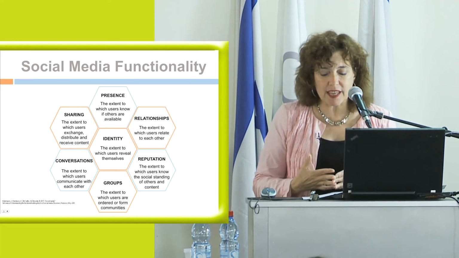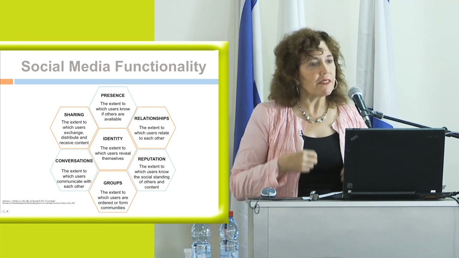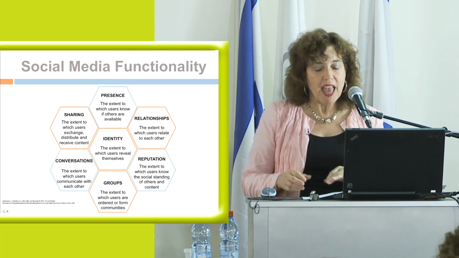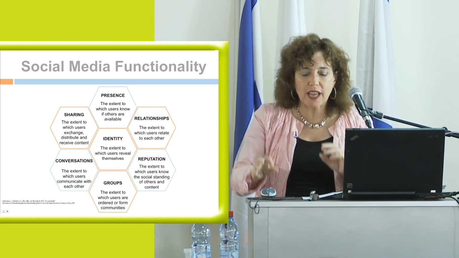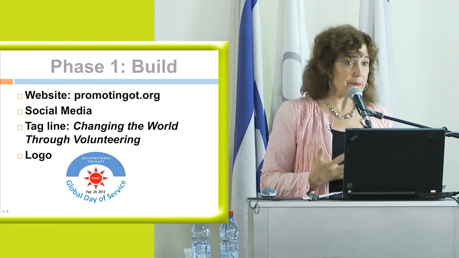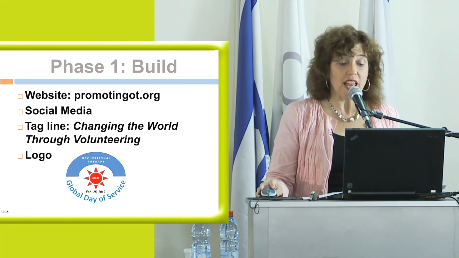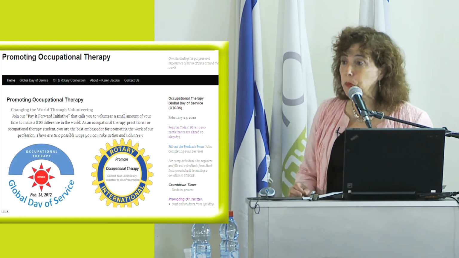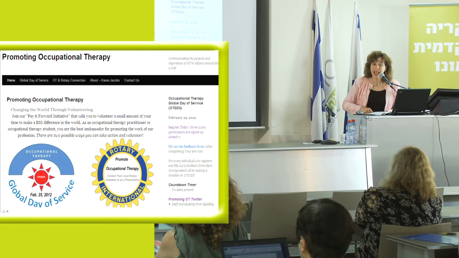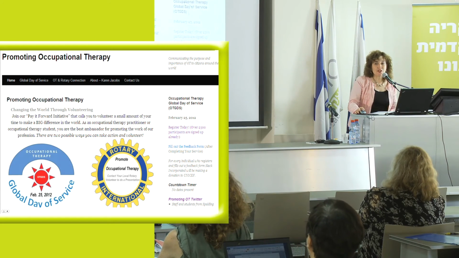But we wanted to make this very much evidence-based. So we looked at the evidence literature and came up with a framework to use, and it's a social media functionality honeycomb. This helped us understand what we needed to do to get people active. We had 3 phases to the initiative. We built a website and built a brand. We developed a tagline, changing the world through volunteering, and a logo. When I say we, it was me, 2 students, and my friend in Florida who is a social media guru. And she did it all for free.